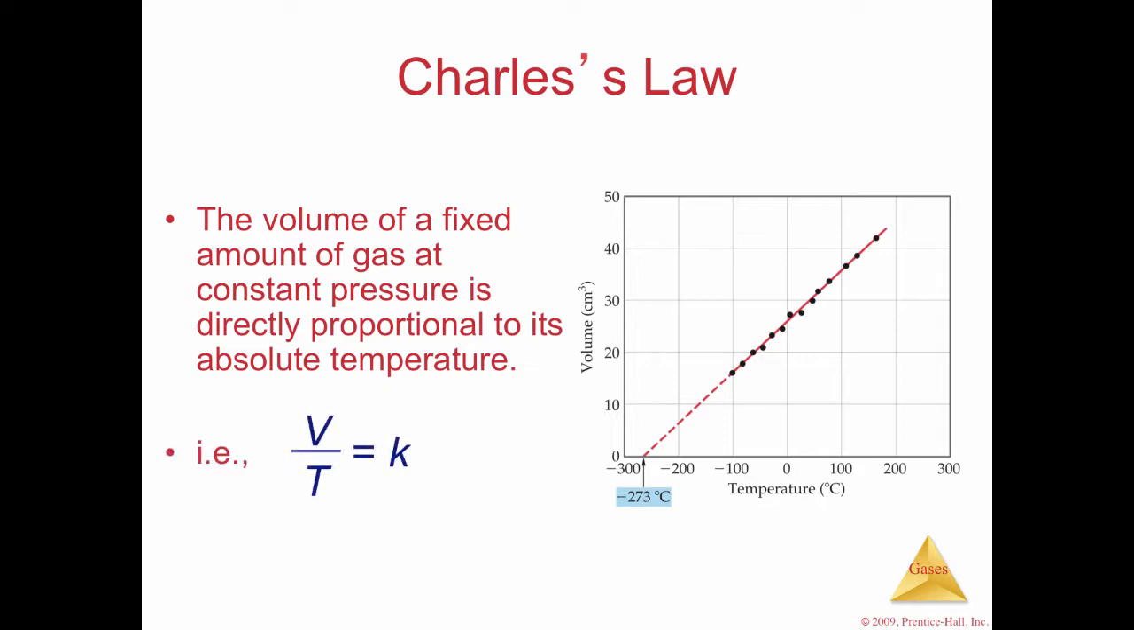Therefore, his relationship says that volume divided by temperature is constant. So the slope of this line is constant. If we did the change in y over the change in x, or volume divided by temperature, that slope would be constant along that line. We can derive from that the relationship V1 over T1 equals V2 over T2. Keep in mind that when you're doing gas laws involving temperature, you must always use Kelvin.